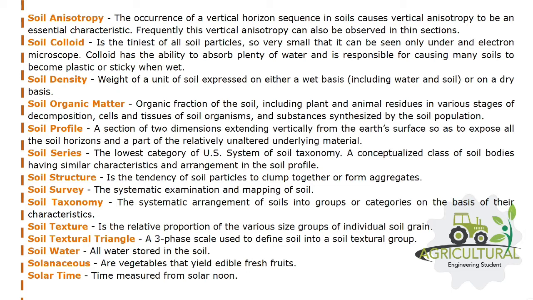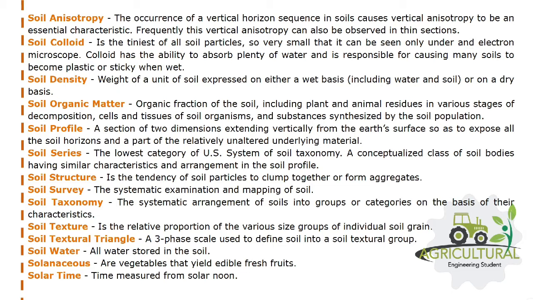Soil profile, a section of 2 dimensions extending vertically from the Earth's surface so as to expose all the soil horizons and a part of the relatively unaltered underlying material. Soil series, the lowest category of the U.S. system of soil taxonomy. A conceptualized class of soil bodies having similar characteristics and arrangement in the soil profile. Soil structure is the tendency of soil particles to clump together or form aggregates.